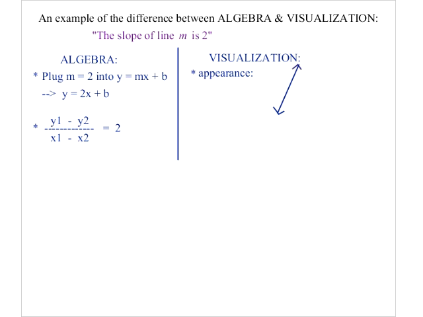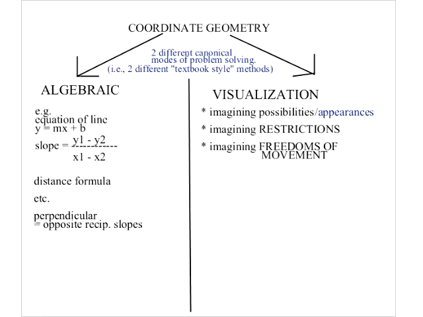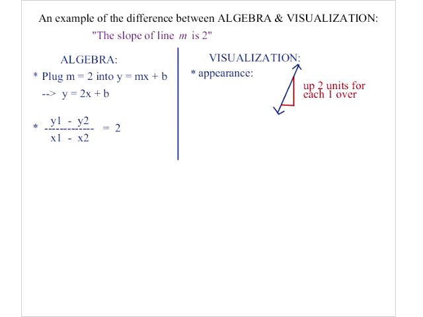And it's not just anything pointing up and to the right. It's with that exact sort of slope because, as one of the earlier posters pointed out, for every 1 unit this line goes over, it has to go up by 2. So up 2 units for each 1 over. That's what we mean by appearance. We had 2 more factors to think about, which are restrictions and freedoms of movement. Let's talk about what we mean by that. Freedoms of movement.